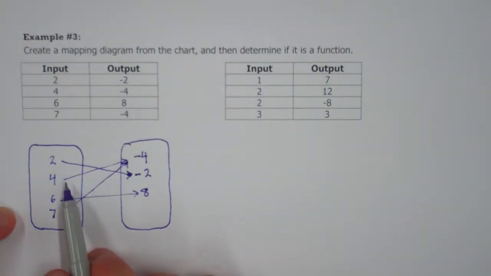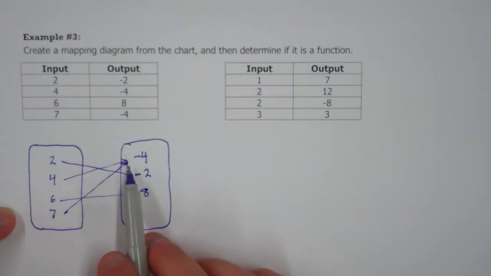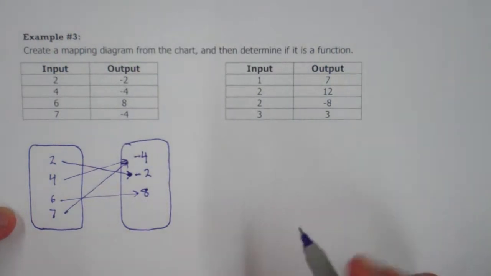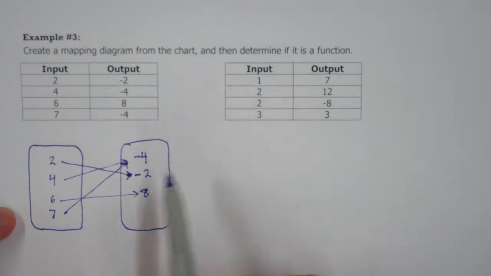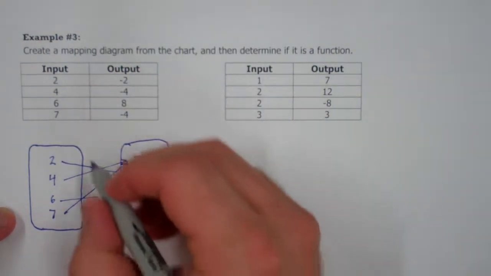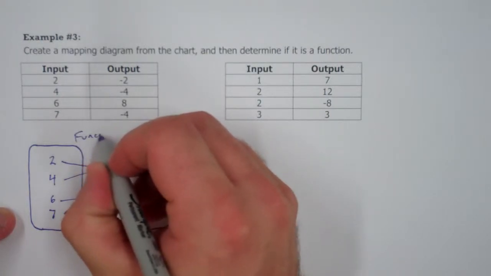This is a function, even though 4 and 7 have the same output. 4 has just one output, and 7 also has just one output. So this is okay. With a mapping diagram, if it's not a function, you'd be looking for 2 lines coming out from an input, 2 or more. So we could say this is a function.